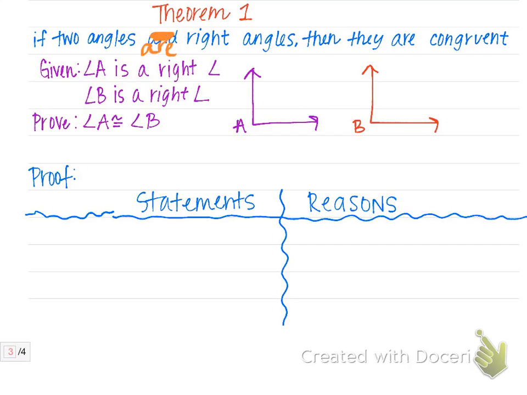So we're given angle A is a right angle. We know that angle B is a right angle. We need to prove that A is congruent to B. Now here you can see that we don't have the little square for the right angles, but if the given says it's a right angle, then we can go ahead and assume that. That's fine.